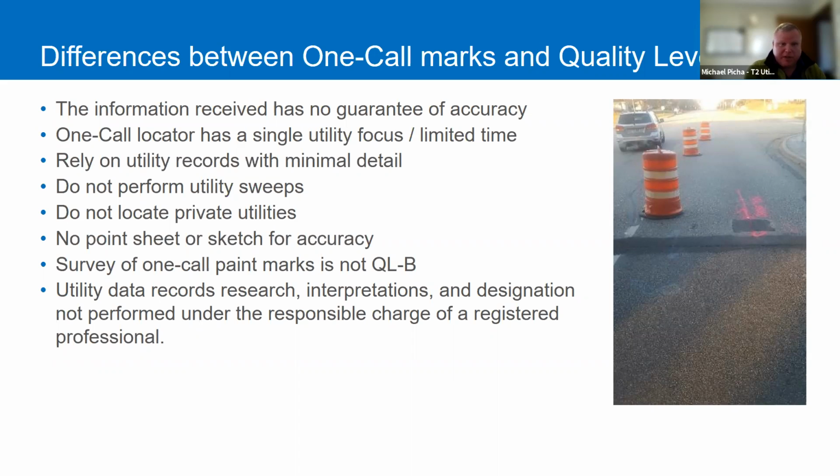Again, there's no point sheet or sketch for accuracy. So technically, the survey of one call paint marks is not quality level B. It really comes down to the utility data records, interpretations and the designation. They're not performed under the responsible charge of a registered professional, and therefore don't meet the standards of ASCE 38-02 as well.